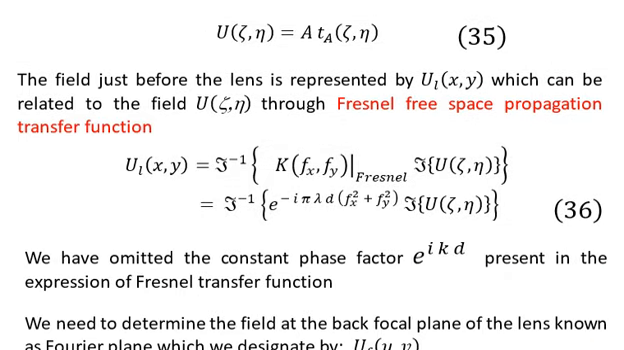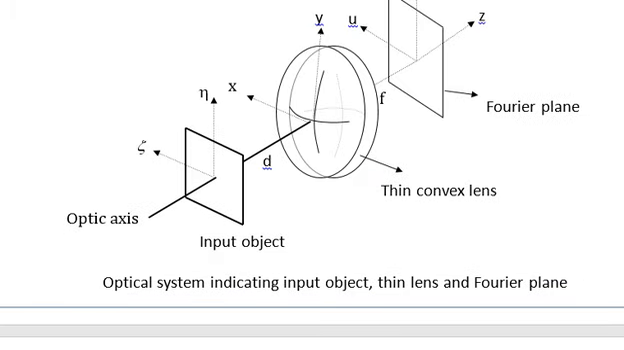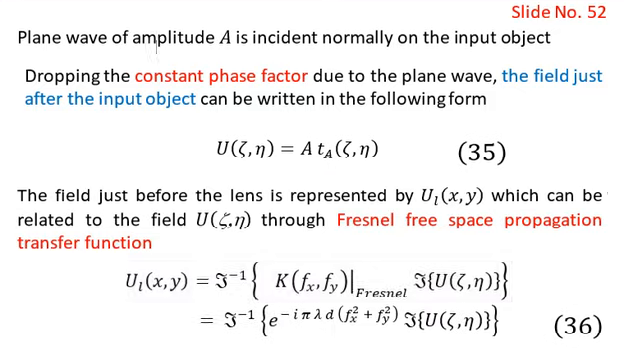The field just before the lens is represented by UL of x comma y, which can be related to the field U of zeta and eta through the Fresnel free space propagation transfer function. So you see that now we have calculated the field just after the input object, which we have labeled as U of zeta and eta, and from this one we have to calculate the field just before the lens, which is UL of x comma y.